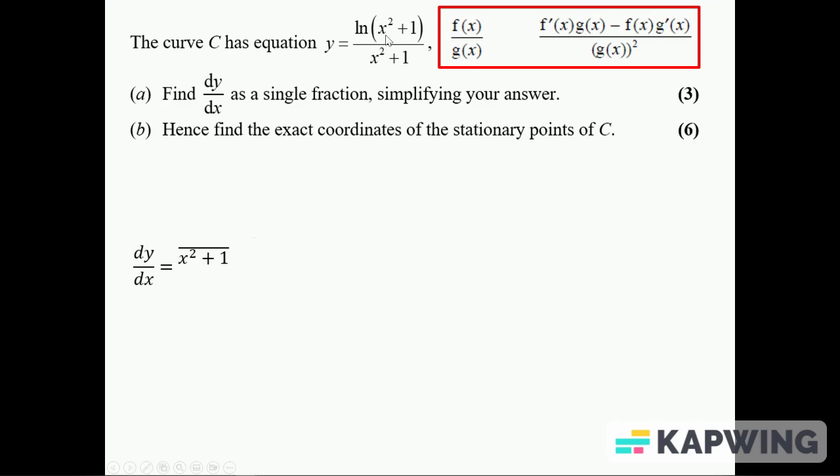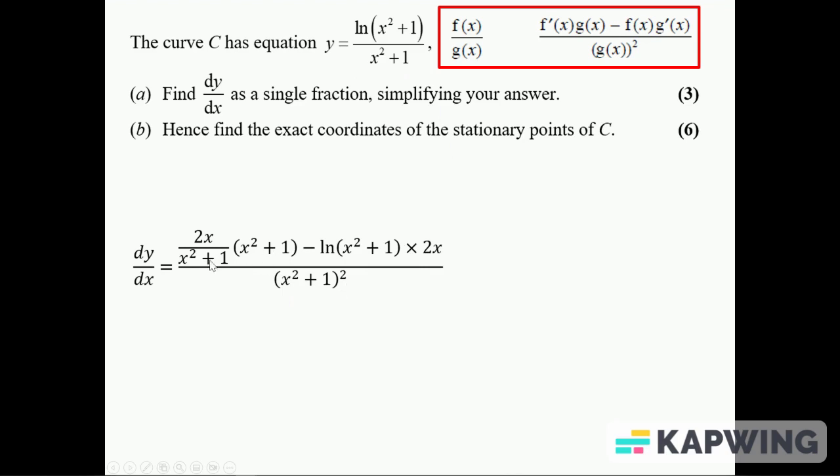So it's going to be 1 over x squared plus 1, multiplied by x squared plus 1 differentiated. So it's the x squared plus 1 differentiated over the x squared plus 1, multiplied by the denominator, the g of x, which is x squared plus 1, and minus, then it's just the top line, the ln of x squared plus 1, multiplied by this bottom line differentiated, multiplied by 2x, all over x squared plus 1 squared.